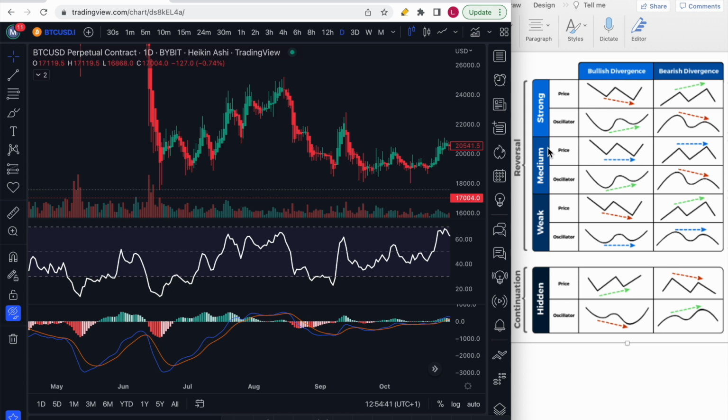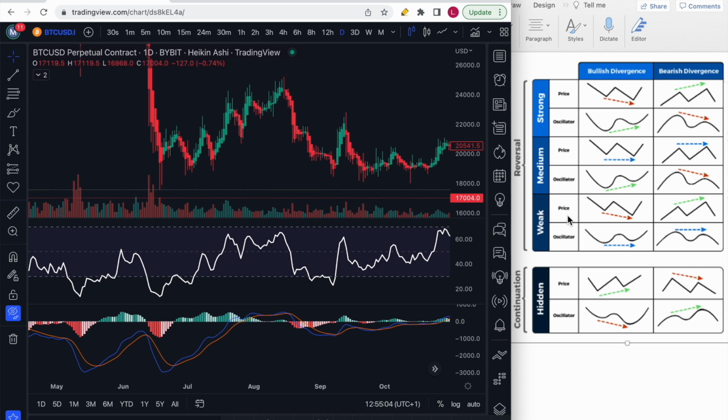I will show you an example of a regular strong bullish divergence in a couple of seconds, but first let me go over to this one. Over here you have the medium bullish divergence. You can see the price action stays on the same level basically, so it touches two points at the same level, but you see the oscillator making an upward direction, so that means it's a medium bullish divergence.